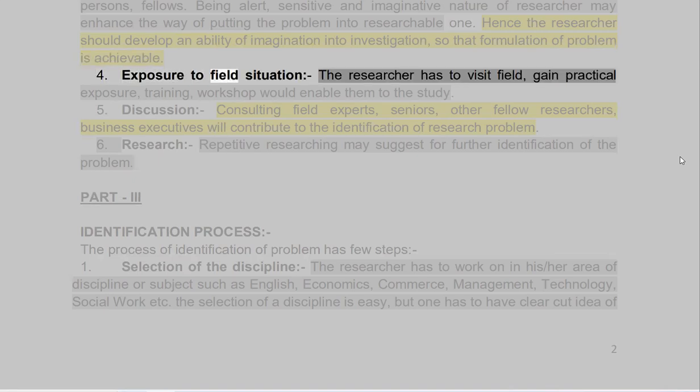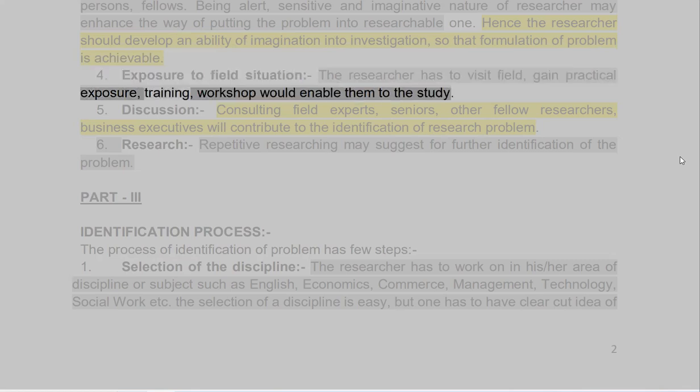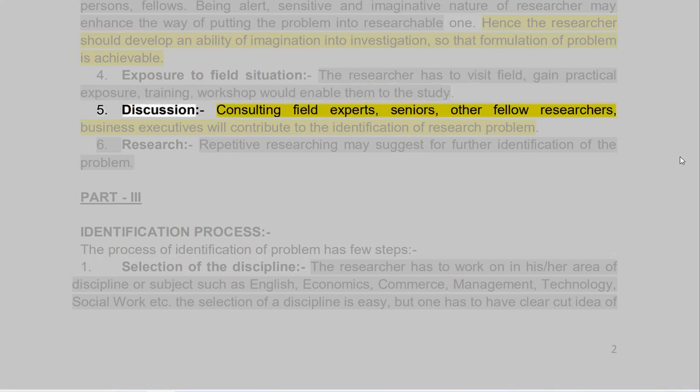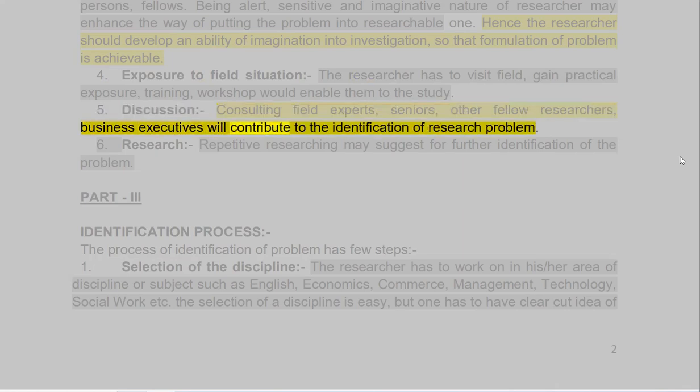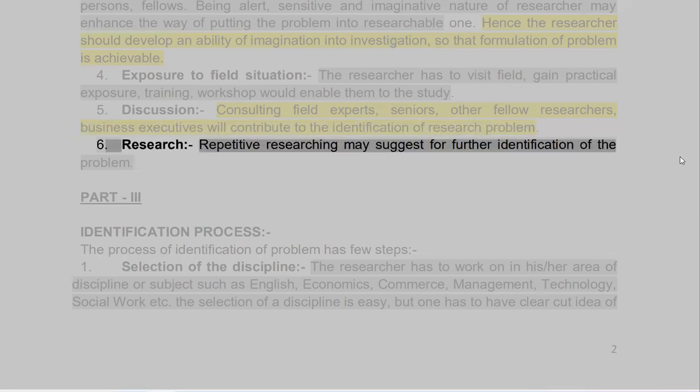4. Exposure to field situation. The researcher has to visit the field and gain practical exposure; training and workshops would enable them in the study. 5. Discussion. Consulting field experts, seniors, other fellow researchers and business executives will contribute to the identification of the research problem. 6. Research. Repetitive researching may suggest further identification of the problem.